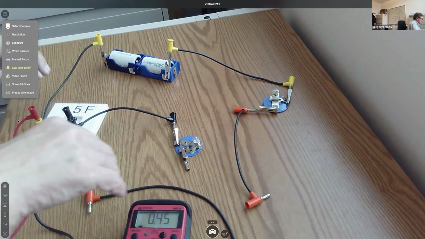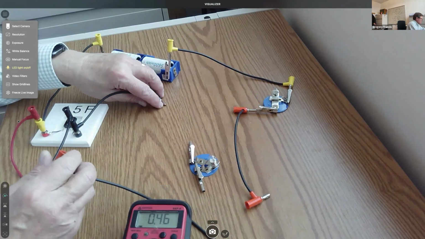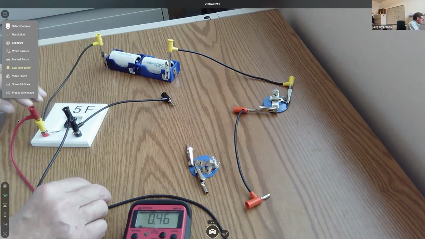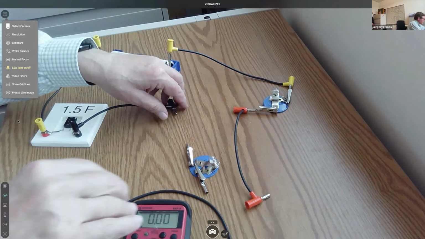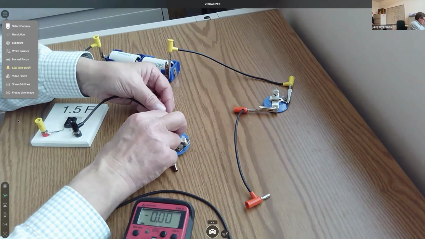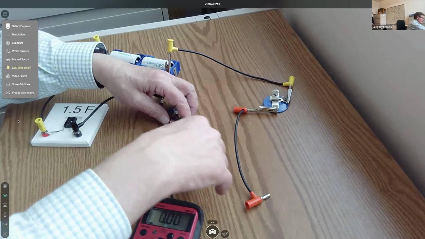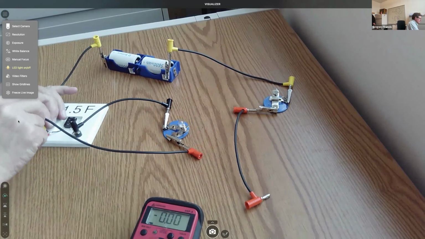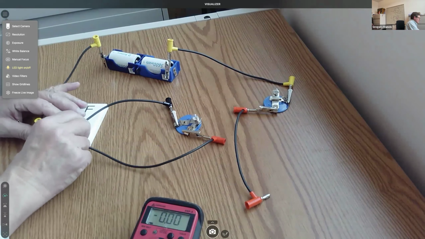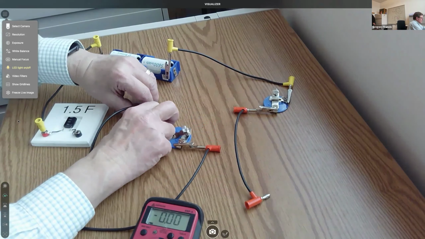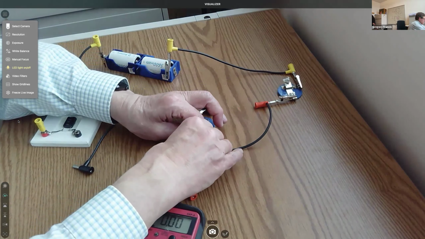Oh, no, I'm sorry. I need to disconnect that. So, let me empty the capacitor again. Okay. Now we'll set up our parallel network.